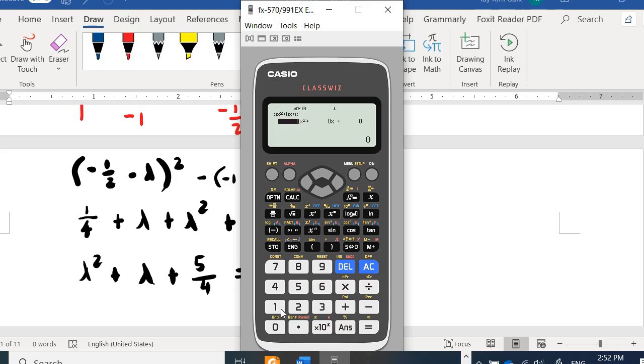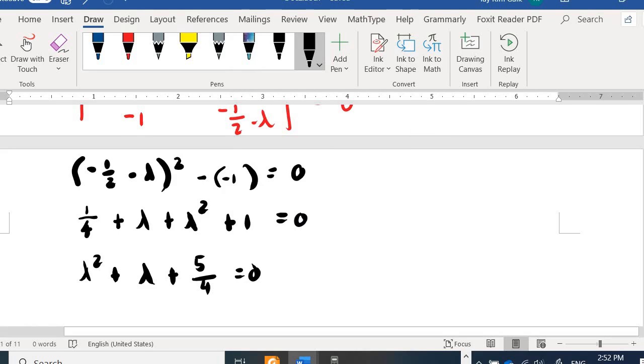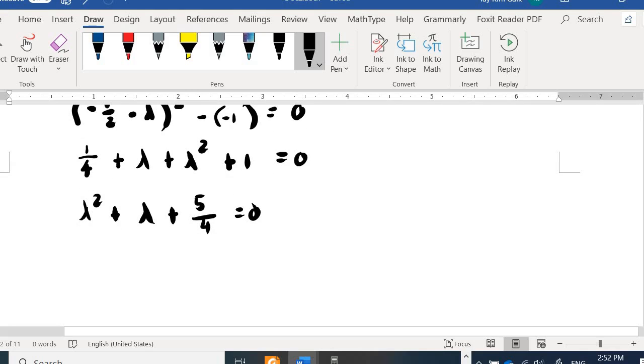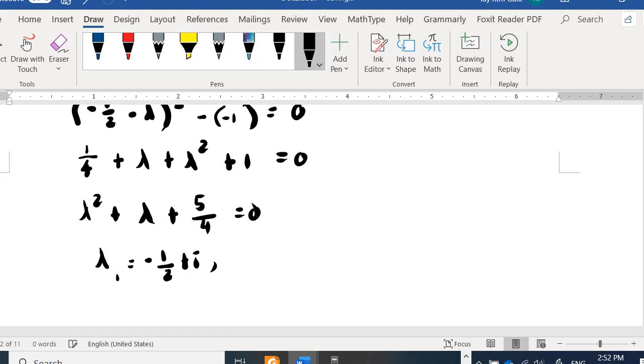Polynomial degree 2. So you have 1, key in the coefficients of your polynomial, divide by 4. So you have negative half plus i. Another one is negative half minus i. So what you get here from the scientific calculator: your lambda 1 is negative half plus i, your lambda 2 is negative half minus i.